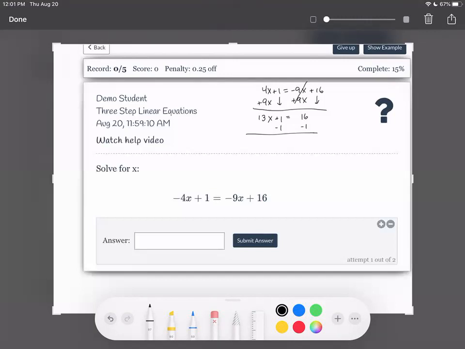Okay, so little side note, I'm going to pause right here. Okay, so let's continue. We bring down the 13x. The plus 1 minus 1, they cancel out. They make a 0. Bring down your equal sign. And 16 minus 1 is 15.